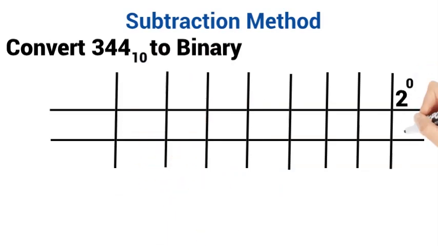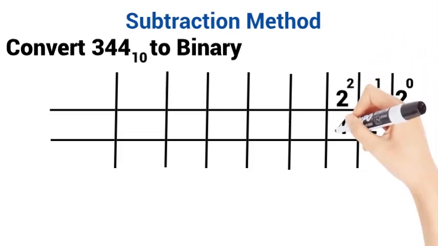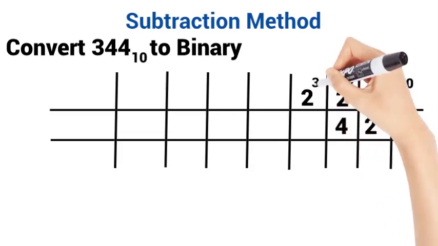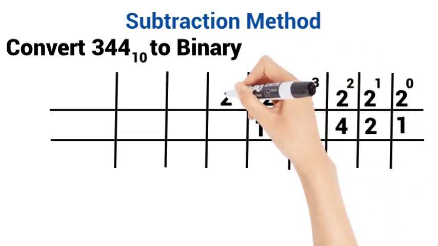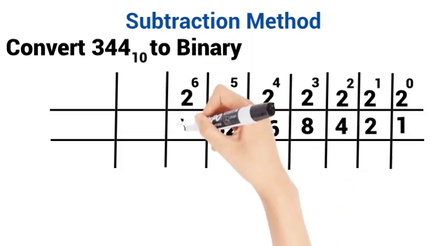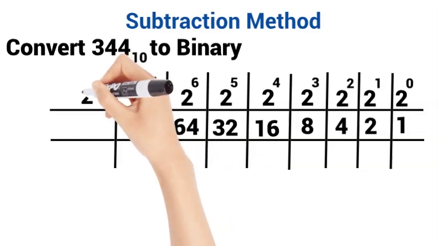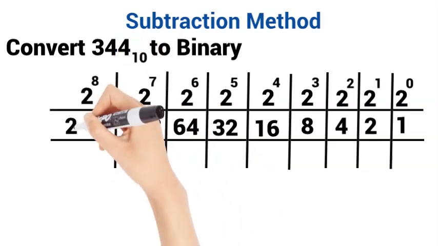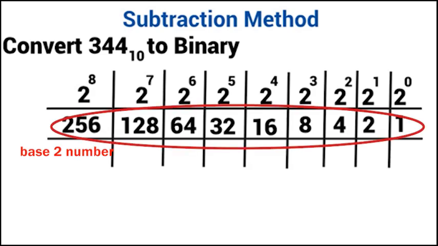2 to the 0 power is 1, 2 to the first power is 2, 2 to the second power is 4, 2 to the third power is 8, 2 to the fourth power is 16, 2 to the fifth power is 32, 2 to the sixth power is 64, 2 to the seventh power is 128, and 2 to the 8th power is 256.